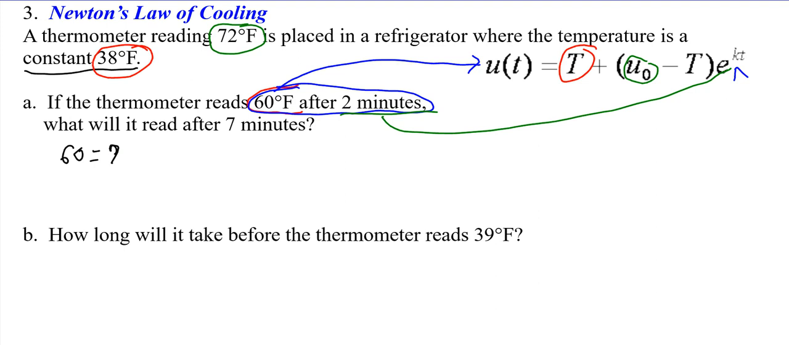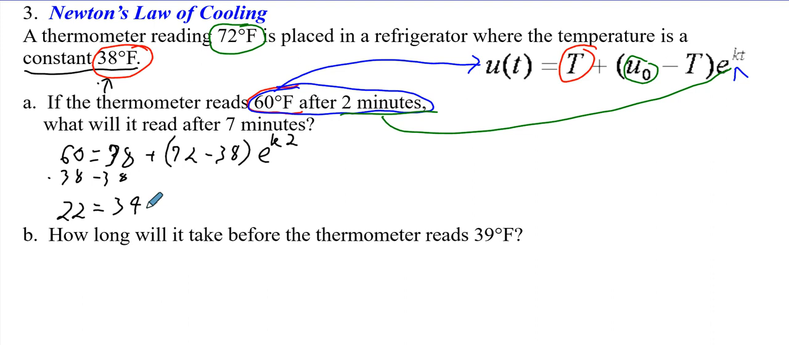I'm sorry, 38. That's our initial, our constant temperature. So 38 plus 72 minus 38 e to the k, and our time was 2 minutes. Simplifying this out, let's just subtract 38 first from both sides. Doing so, I get 22 is equal to 72 minus 38, which is 34, times e to the k 2.